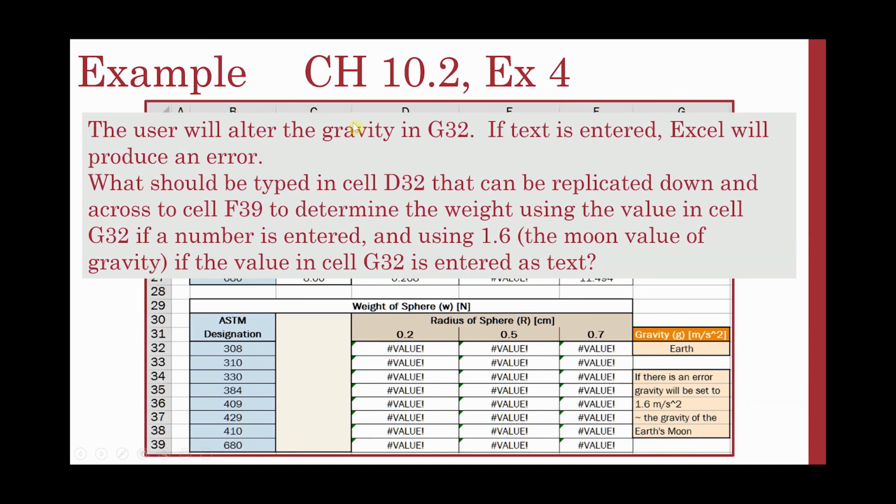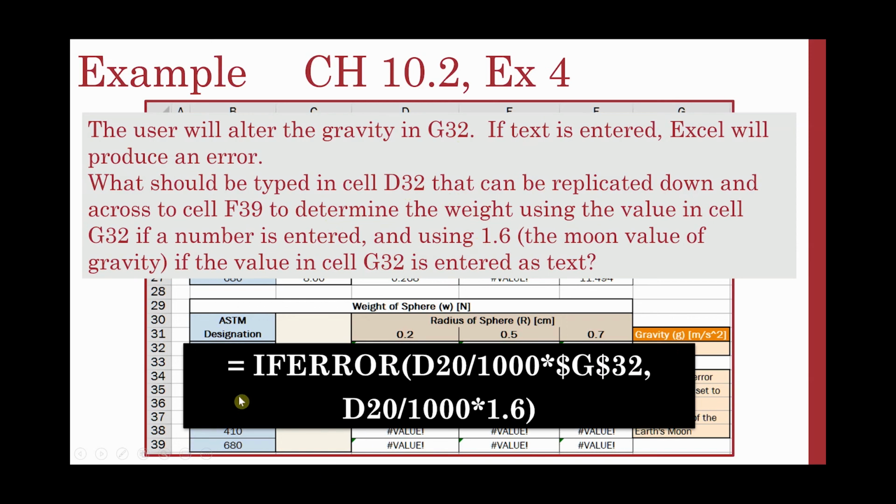So the user then alters the gravity in G32. If text is entered, Excel will again produce an error. What should we type into cell D32 that can be replicated down and across the cells to calculate the weight using the value in G32? If a number is entered, use it, and if the value in G32 is entered as text, use 1.6.